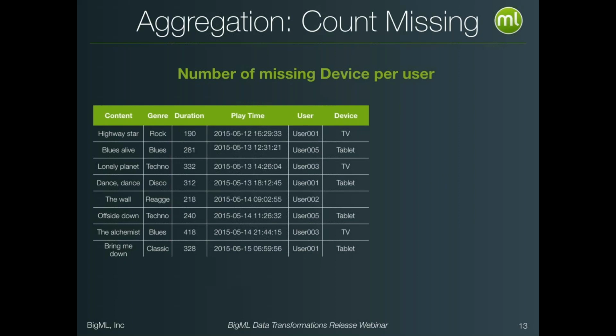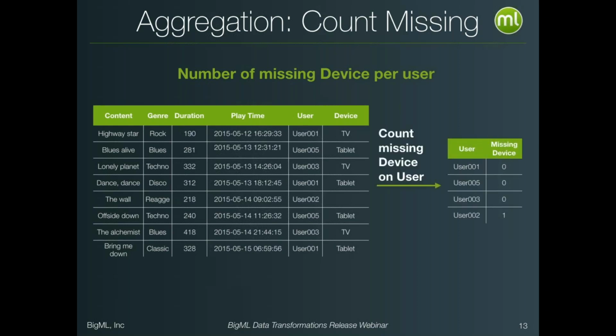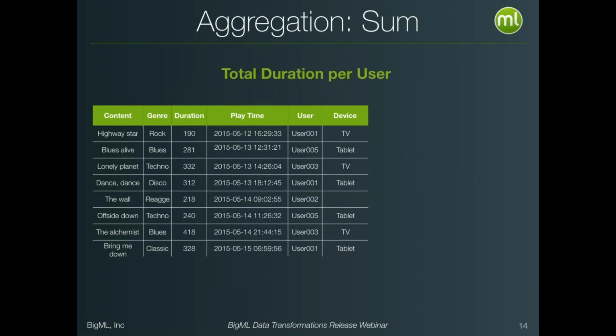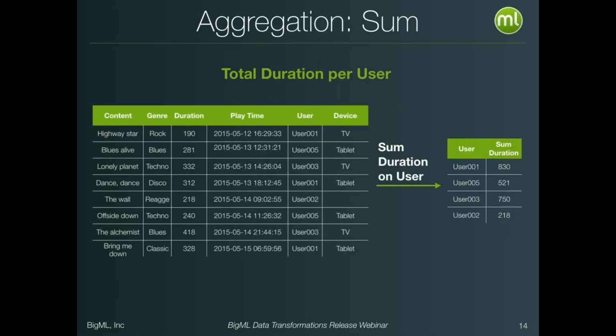We could count, for example, the number of missing devices per user. We see in the last column is the device they used to play the song, and we can count missing values, and we can see that there's only one missing value, and it's for user 2. And so we end up with, in the aggregation, zeros for everybody, and user 2 has the one missing value there. We could ask, what is the total duration? How long is each user listening to music? And we could probably do this over a window as well, but for this, we could just sum the duration, all right? So if we look at user 5, for example, we take 281 and 240, we add them together, we get 521.